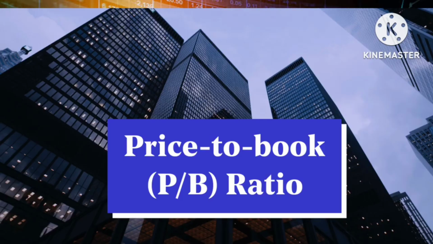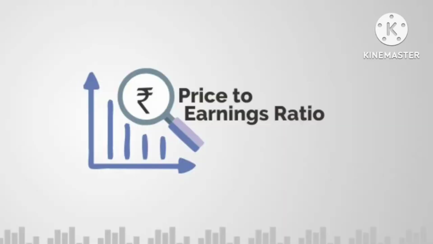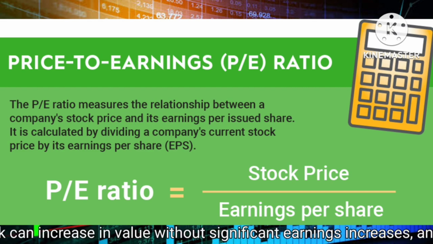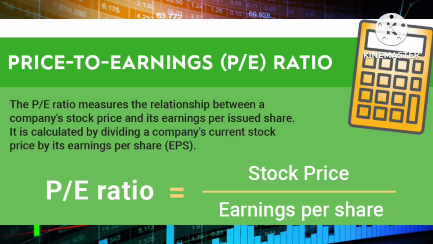Below is the aggregate P/E ratio for the S&P 500 since 2010. Decoding the price to earnings (P/E) ratio. A key metric in stock analysis, the price to earnings P/E ratio is the most used financial ratio. A stock can increase in value without significant earnings increases, and the P/E ratio tells how much investors are willing to pay for $1 of earnings. But without earnings to back up the price, a stock should eventually come back down.